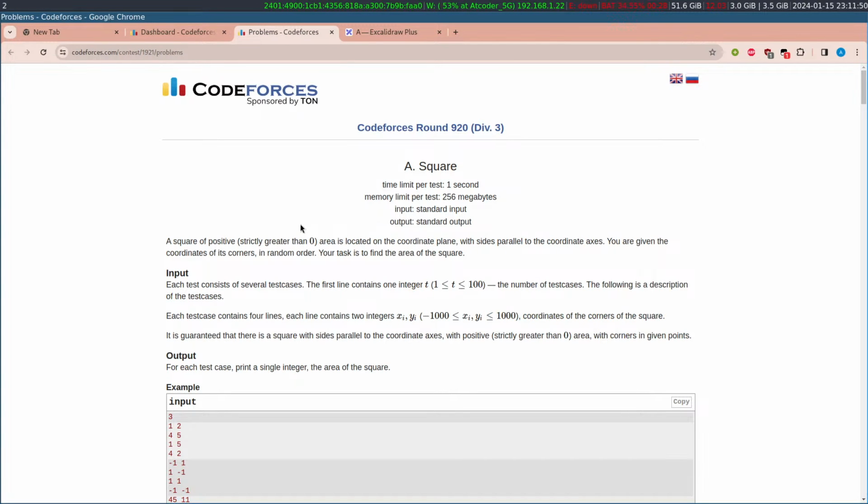So let's discuss the Codeforces Round 920, Division 3. The problem is Square. We are given a square of strictly positive area located on a coordinate plane with sides parallel to the coordinate axes. You are given the coordinates of its corners in some random order. Your task is to find the area of the square.